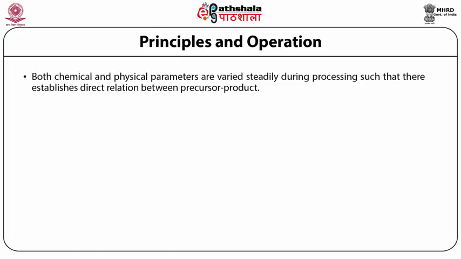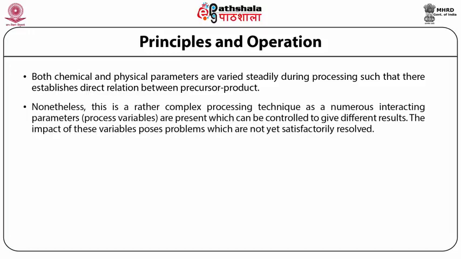Both chemical and physical parameters are varied steadily during processing such that a direct relation is established between the precursor and the product. Nonetheless, this is a rather complex processing technique, as numerous interacting parameters, such as process variables, are present which can be controlled to give different results. The impact of these variables poses problems which are not yet satisfactorily resolved.